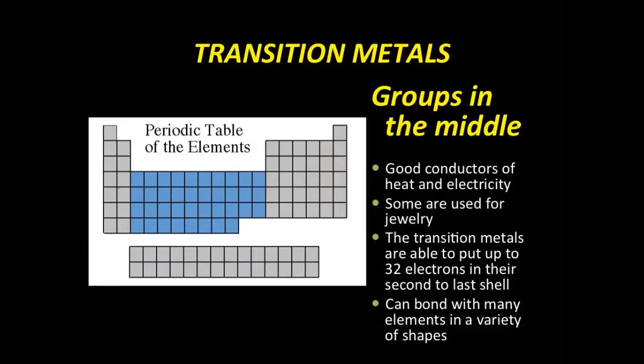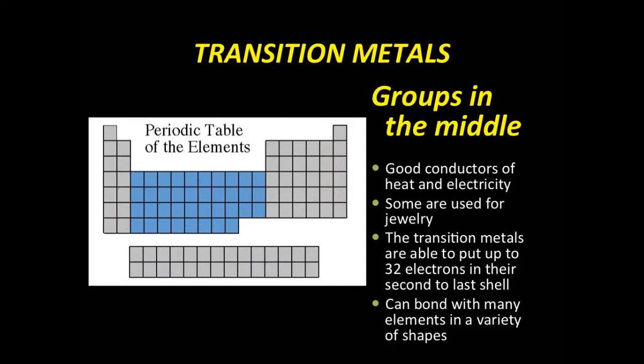These guys can hold a lot of electrons, up to 32 in their second to last shell. And this means that they can bond with many elements in a variety of shapes. So they form some pretty cool compounds. When in solution, they form really cool colors like blues and greens, teals and turquoise. So they've got some very interesting chemical properties.